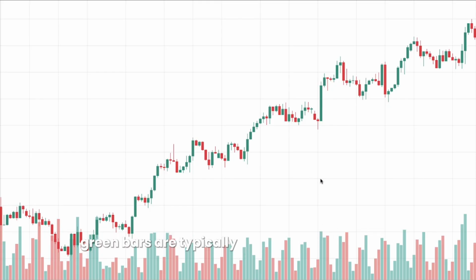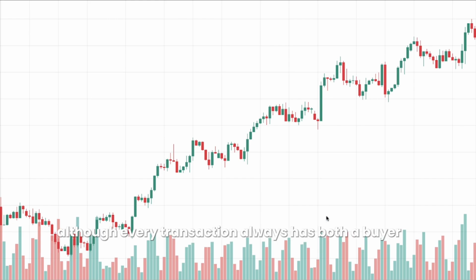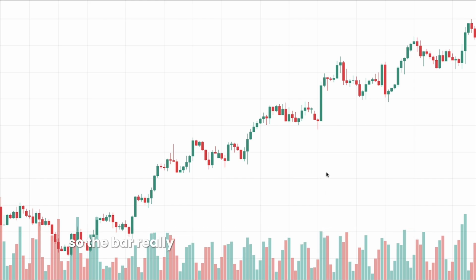Green bars are typically treated as buying volume and red bars as selling volume, although every transaction always has both a buyer and a seller. So the bar really measures total activity in that period.